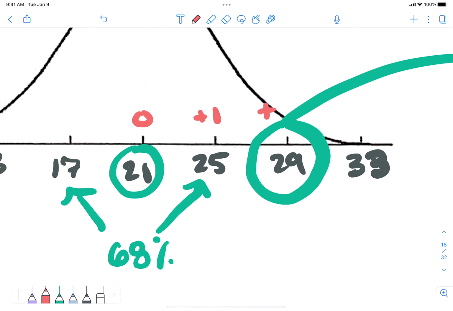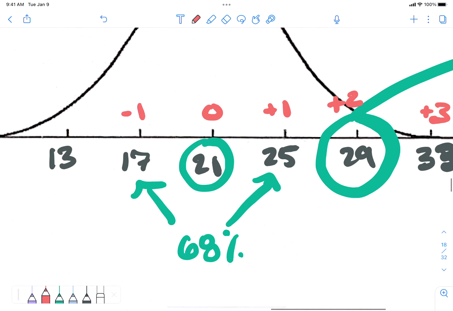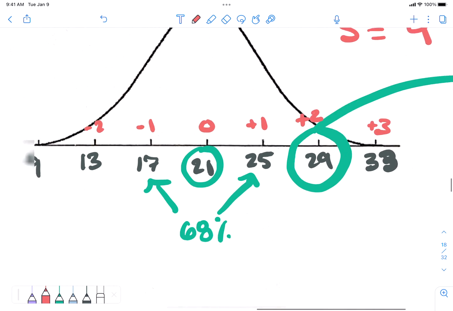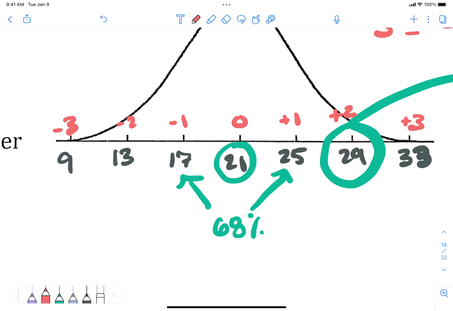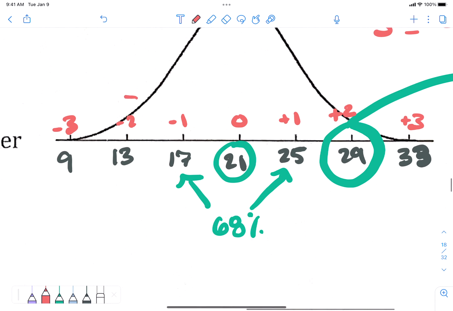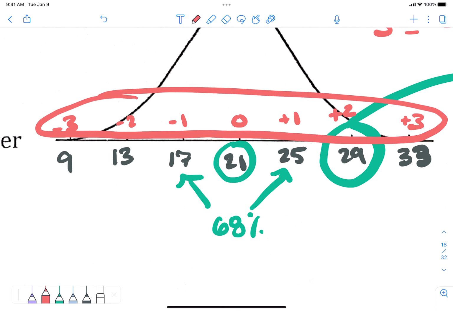0, +1, 29 is +2, 33 is +3. Okay? 17 would be -1. 13 is -2. 9 is -3. Yeah? That is how many standard deviations we've added and subtracted. So we've added 1, added 2, added 3, subtracted 1, subtracted 2, subtracted 3. All right. These numbers right here stand for something called a z-score. A z-score is like a unit of conversion that we do when we're trying to compare two things that should not be compared. Okay?